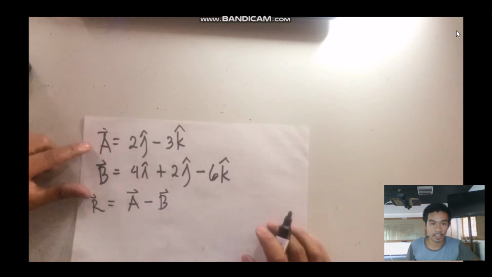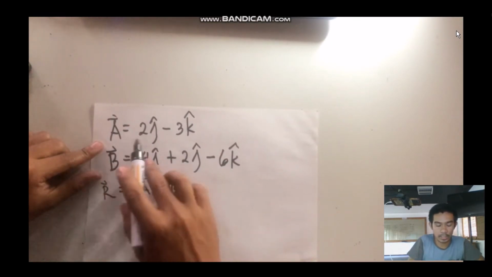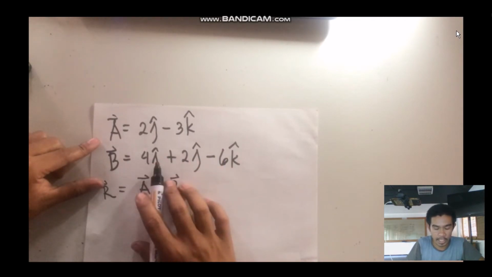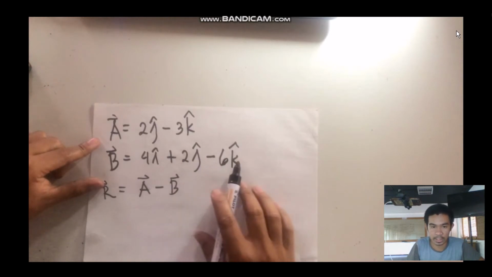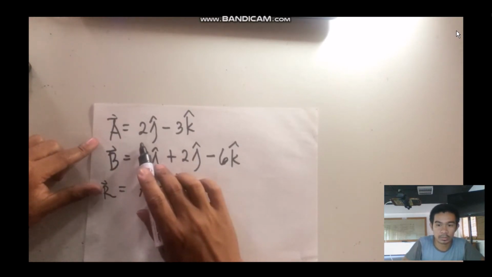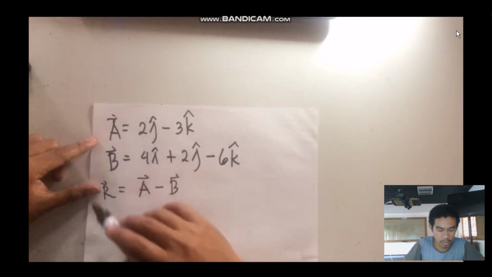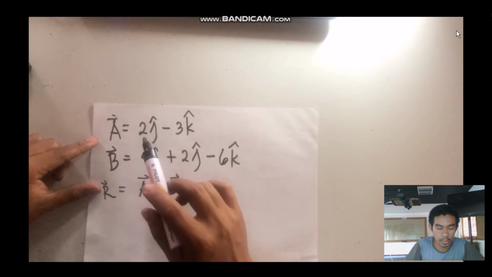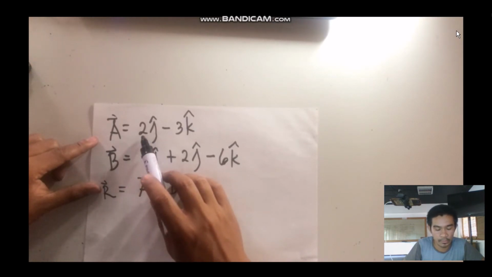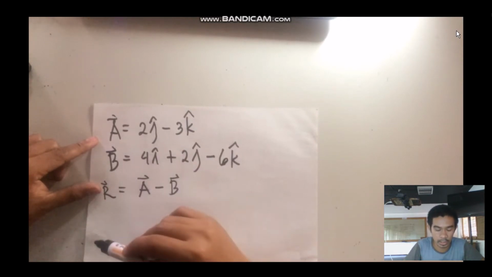So let us have another example. These are the two given vectors. Vector A equals 2j hat minus 3k hat. Vector B is 4i hat plus 2j hat minus 6k hat. By looking at vector A, it has no i hat, so it means the x component is 0. This vector has only y component and z component. It has no x component.